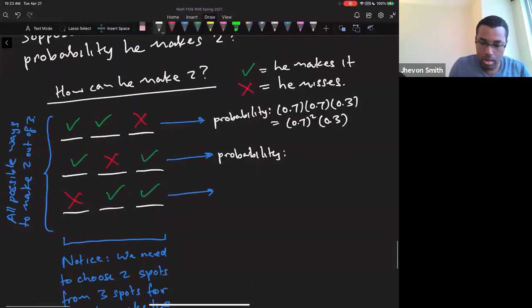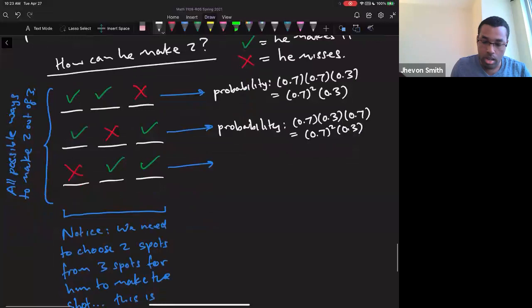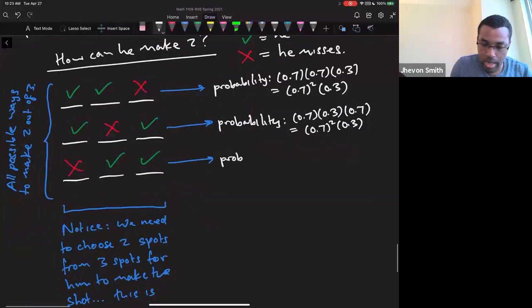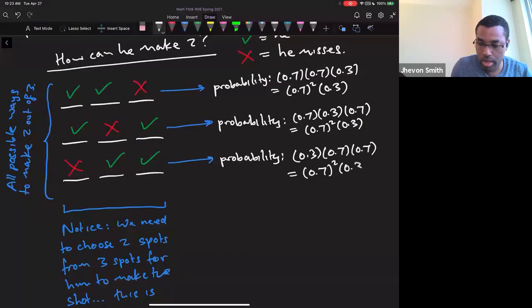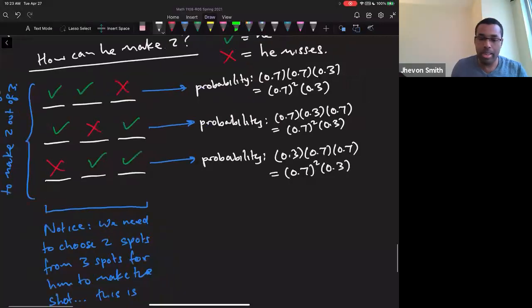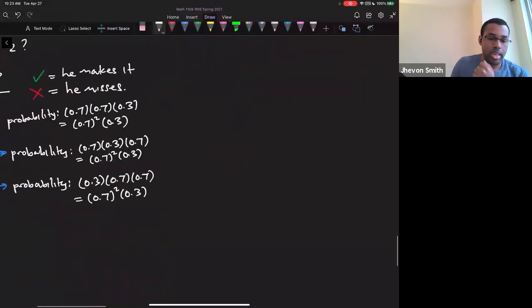Similarly here, he would have 0.7, then he misses, then he makes the last one. Again, you get 0.7 squared times 0.3. With independence again, he will miss the first, make the second, make the third. You'll notice that again, it's 0.7 squared times 0.3. Obviously, there's a pattern.